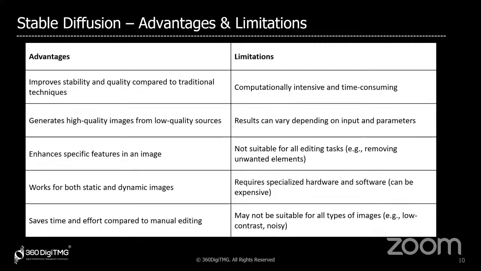And what are the advantages then? It works for both static and dynamic images. And a limitation is that it requires specialized hardware and software that can be expensive. Then it saves time and effort compared to manual editing. Manual editing requires time; this is also time consuming, but less than manual editing. It may not be suitable for all types of images. For example, low contrast or noisy images cannot be used.